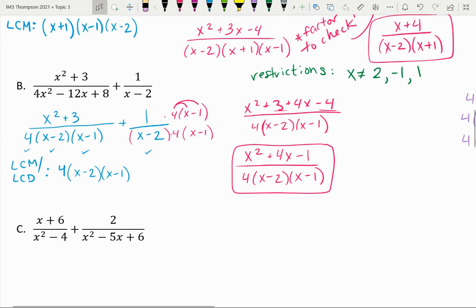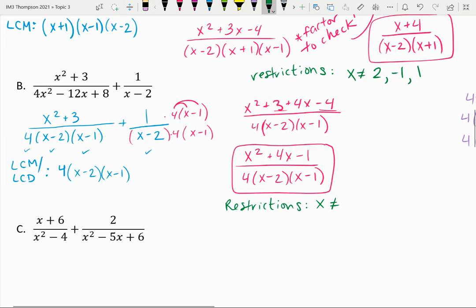Cool? All right, let's talk restrictions. Four is just a number. It does not create any restriction on x. 4 is just 4. Of course, 4 can't be 0.